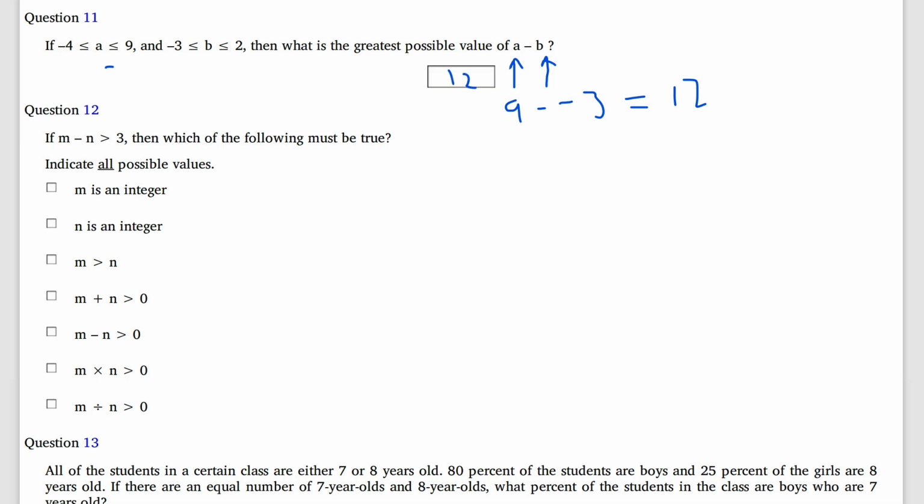Next one. M minus n is greater than 3. Which of the following must be true? In other words, one way to think about this is the difference between m and n is 3.